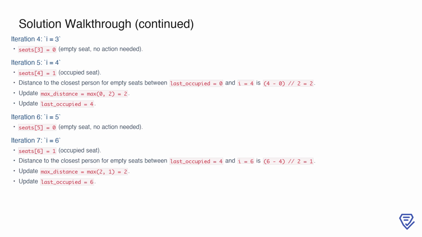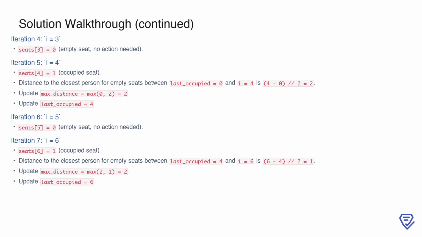At i equals 4, we encounter another occupied seat. Now we calculate the distance to the closest person for the empty seats between the last occupied seat at index 0 and this one at index 4. This distance is calculated as (4 - 0) // 2 equals 2. We then update max_distance to the maximum of the current max_distance, which is 0, and this calculated distance, resulting in max_distance equals 2. We also update last_occupied to 4 to mark the position of the current occupied seat.